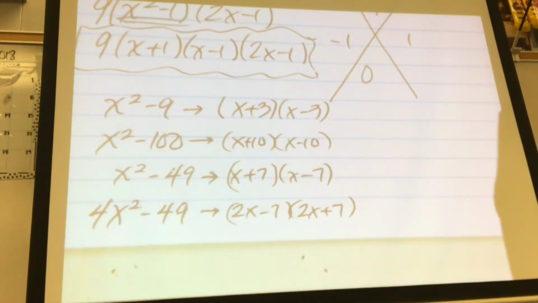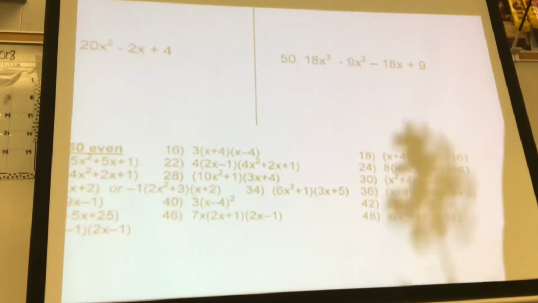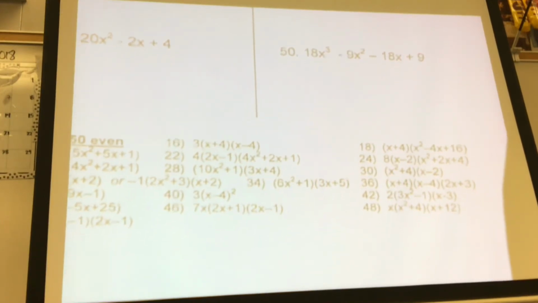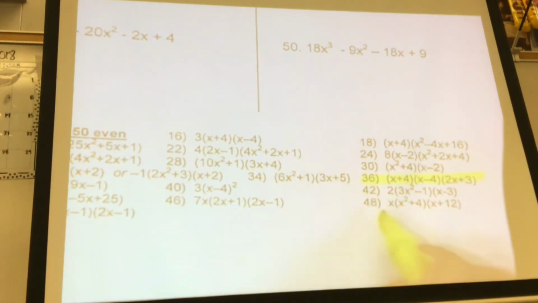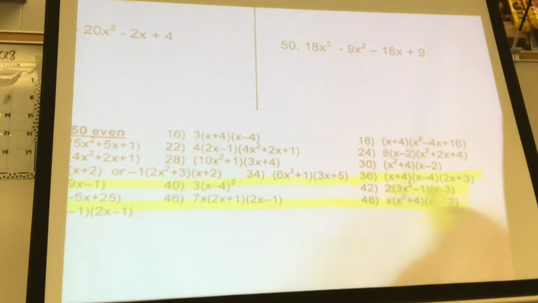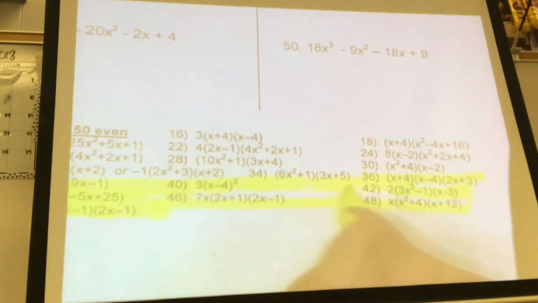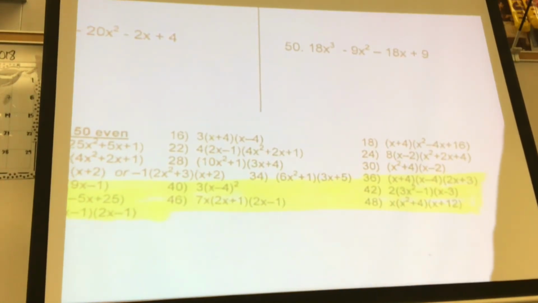Okay? Let's take a look at this worksheet. You're going to do numbers 36 through 50. I just did a couple of these with you, but you should practice on your own. So I gave you the answers to 36 through 50. Now it's your job to get to these answers. Go ahead and get started right now with your friends' help, your colleagues that are with you.